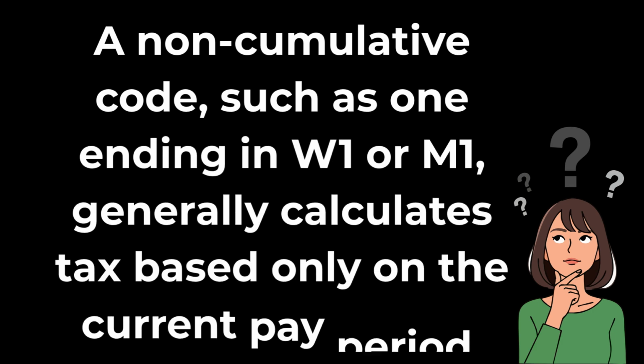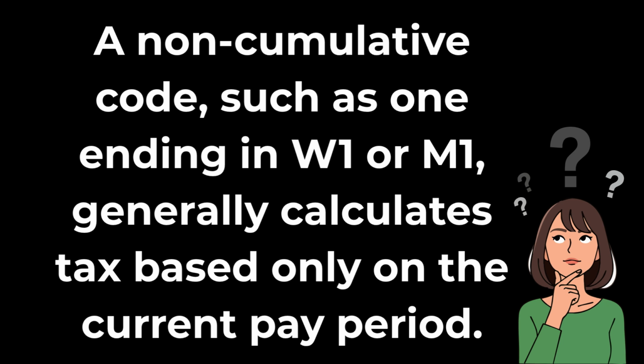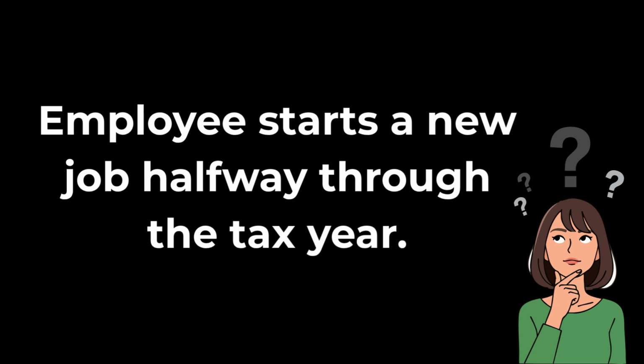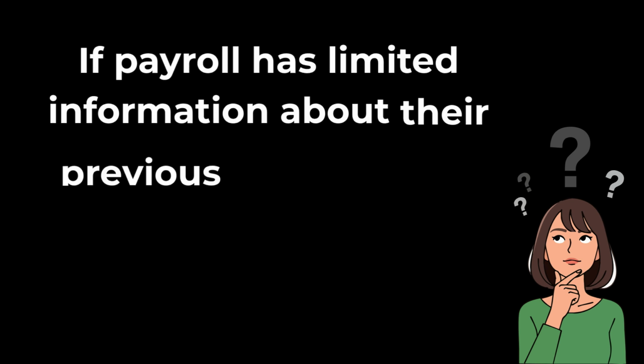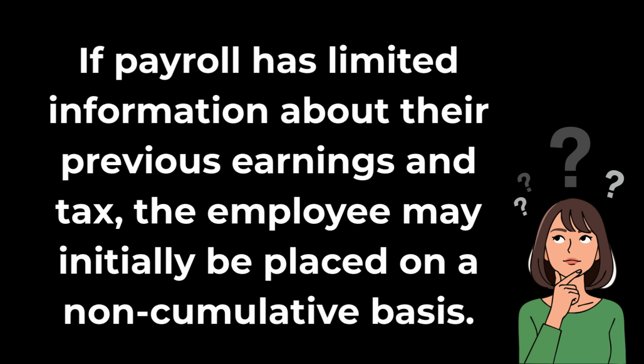A non-cumulative code, such as one ending in W1 or M1, which we looked at earlier, generally calculates tax based only on the current pay period. So let's use a simple example. Imagine an employee starts a new job halfway through the tax year. If payroll has limited information about the previous earnings and tax, the employee may initially be placed on a non-cumulative basis. Once HMRC provides the correct information, the employee's tax code may be updated. This is one reason payroll professionals need to monitor tax code changes carefully.